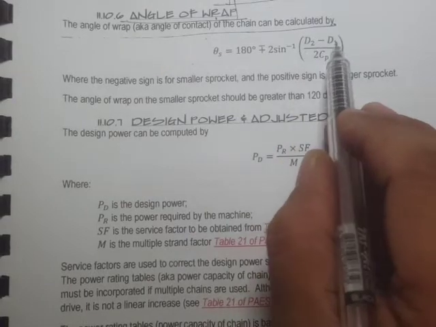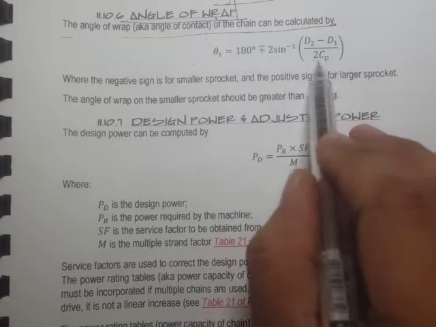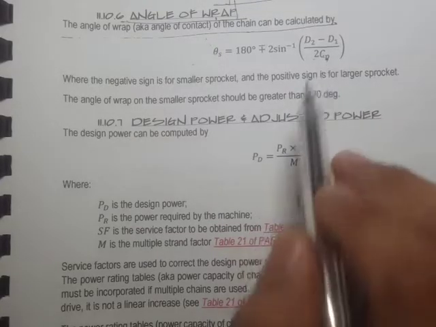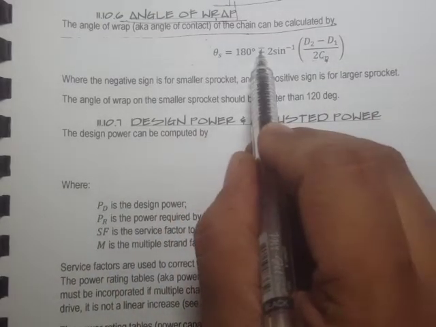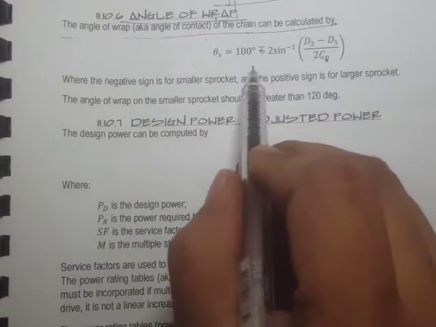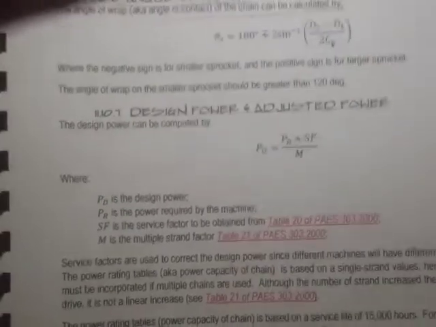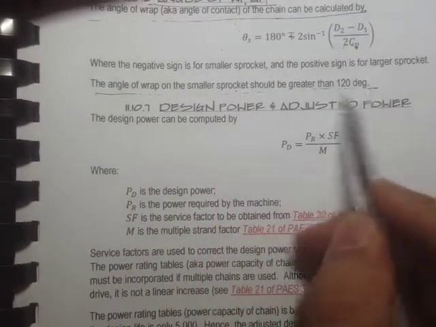This is D sub 2 minus D sub 1. This is the pitch diameter divided by 2 times the center distance. Okay, and the negative sign is for the smaller sprocket, and the positive sign is for the larger sprocket. And for the angle of wrap, just take note that the smaller sprocket should be greater than 120 degrees.